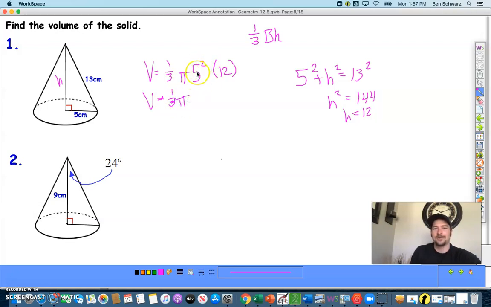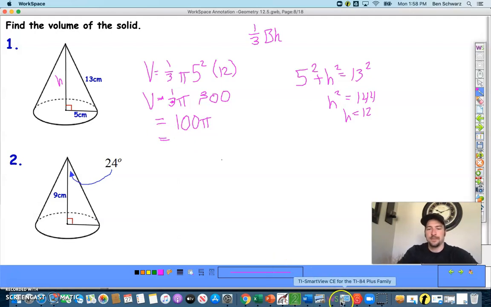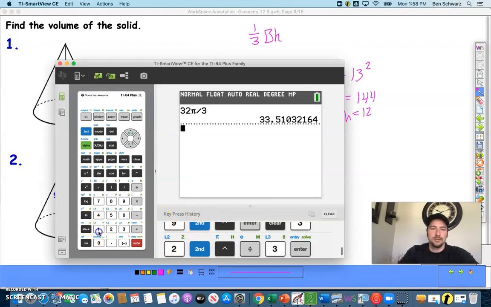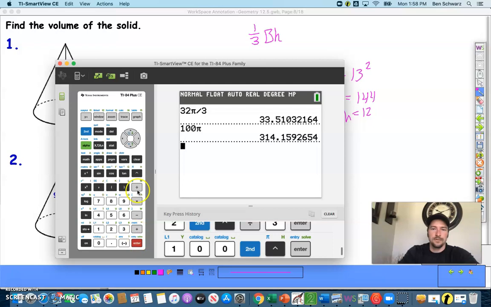Pi. 5 squared is 25. 25 times 12 is going to be 400. No. Why am I blanking on 25 times 12? It's 300. Duh. Okay. Now, I do know that 1/3 of 300 is 100. So we could write that as 100 pi. And then 100 times pi is 314 something. Let's check here. 314.16.